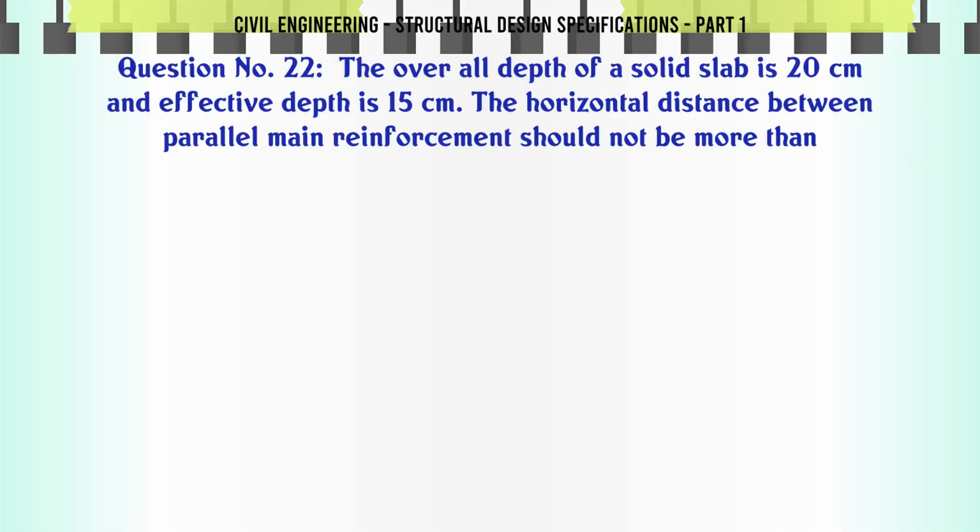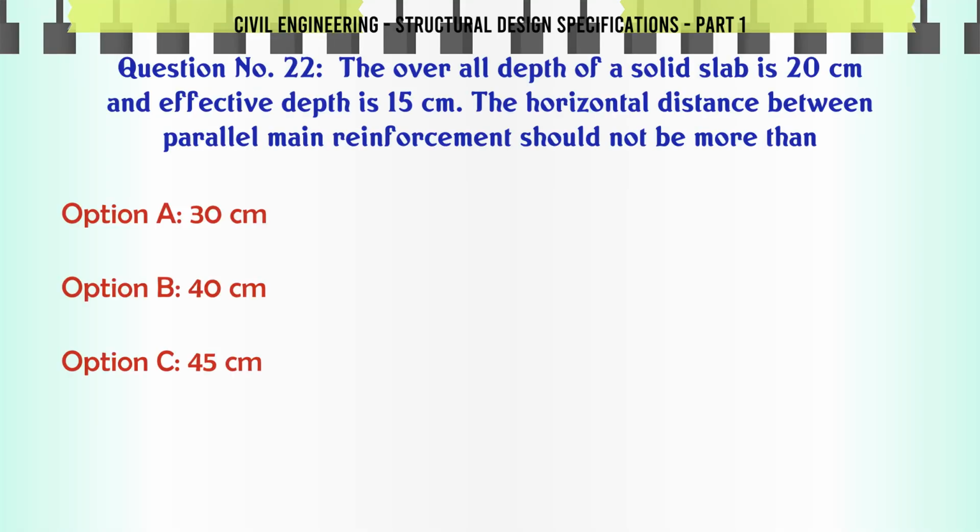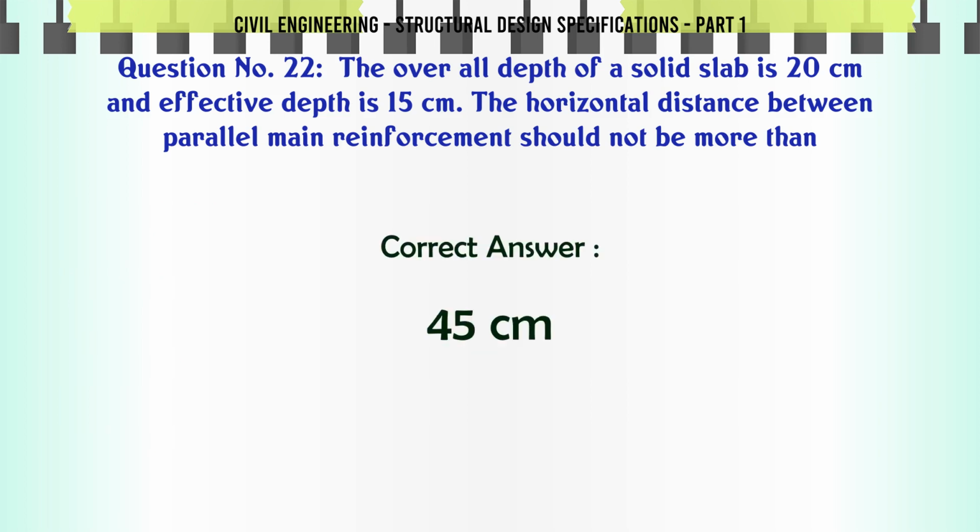The overall depth of a solid slab is 20 cm and the effective depth is 15 cm. The horizontal distance between parallel main reinforcement should not be more than A. 30 cm, B. 40 cm, C. 45 cm, D. 60 cm. The correct answer is 45 cm.